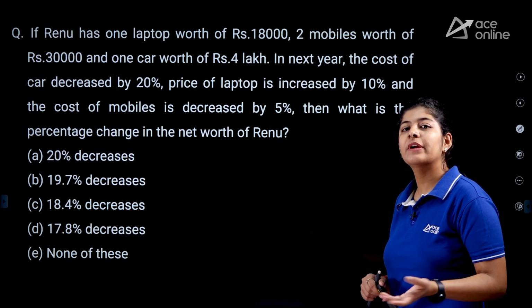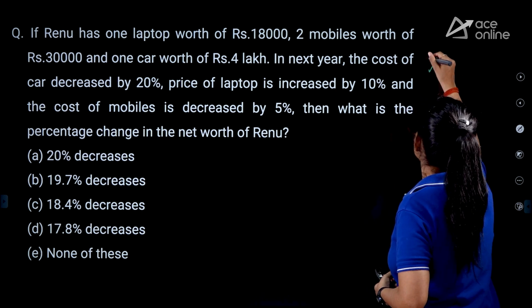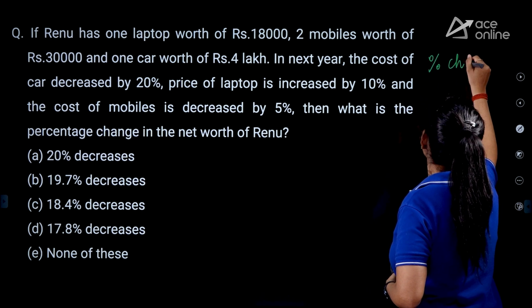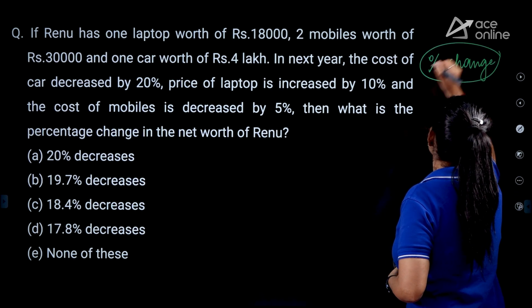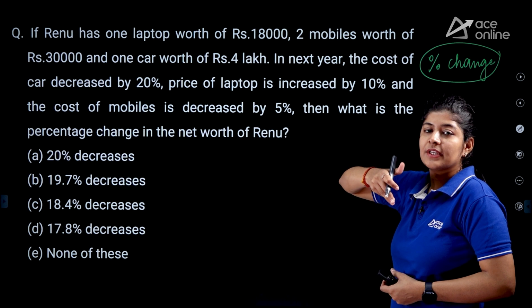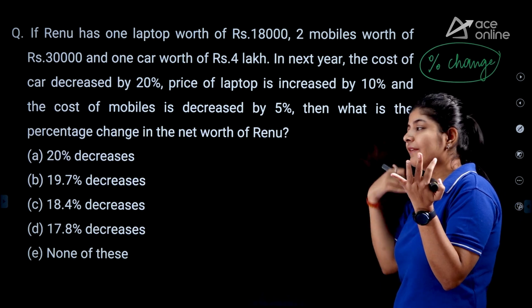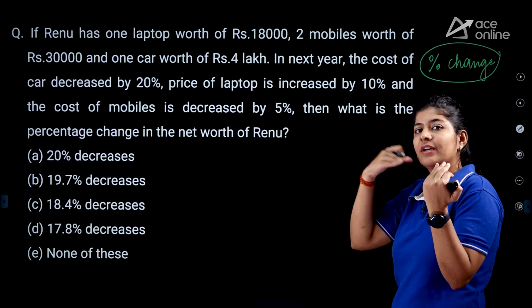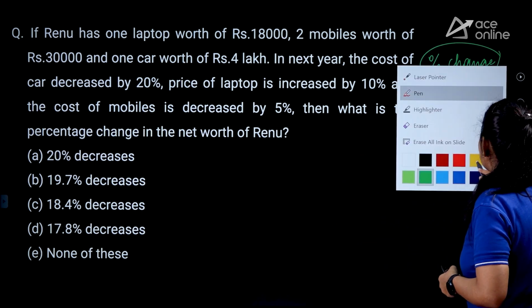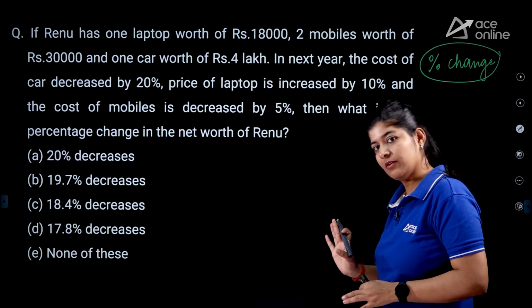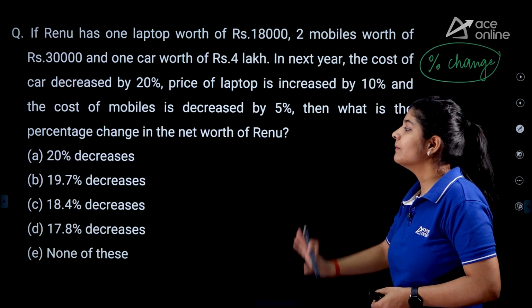Basically, what we have to find out is the percentage change. And we know how to find the percentage change: the final value minus the initial value, divided by the initial value, into 100. This is the simple formula that we have, and we have to use that particular formula to calculate the change over here.